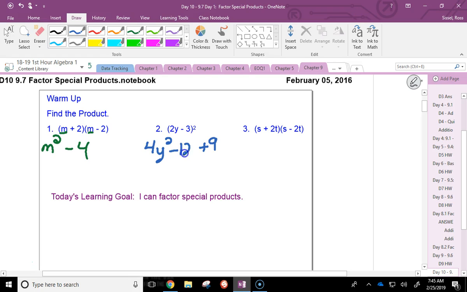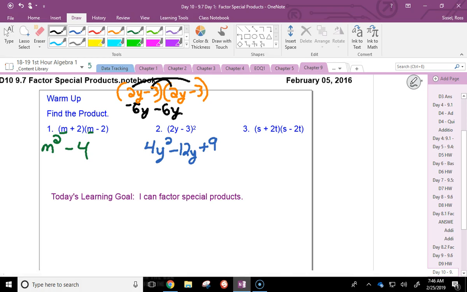Negative 12y. Now, remember, the reason for this is if we would have had this multiplied out like this, when we multiplied, I would have had 2y times negative 3 is negative 6y. And this one would have given me a negative 6y. And then when you put them together, that's where you get your negative 12y. So, if I have a binomial that is squared, square the first term, square the second term, then multiply the two terms and take them times 2.